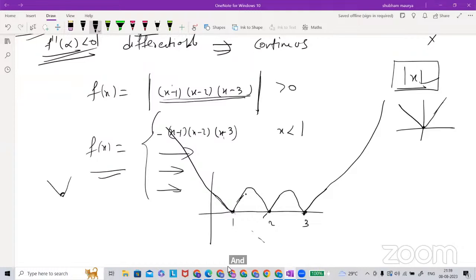And now if you back to here, this function is in a mod. Am I audible? Am I audible clearly? Yes, sir. Or my voice is breaking? No, sir, you are audible. Am I audible clearly? Yes.